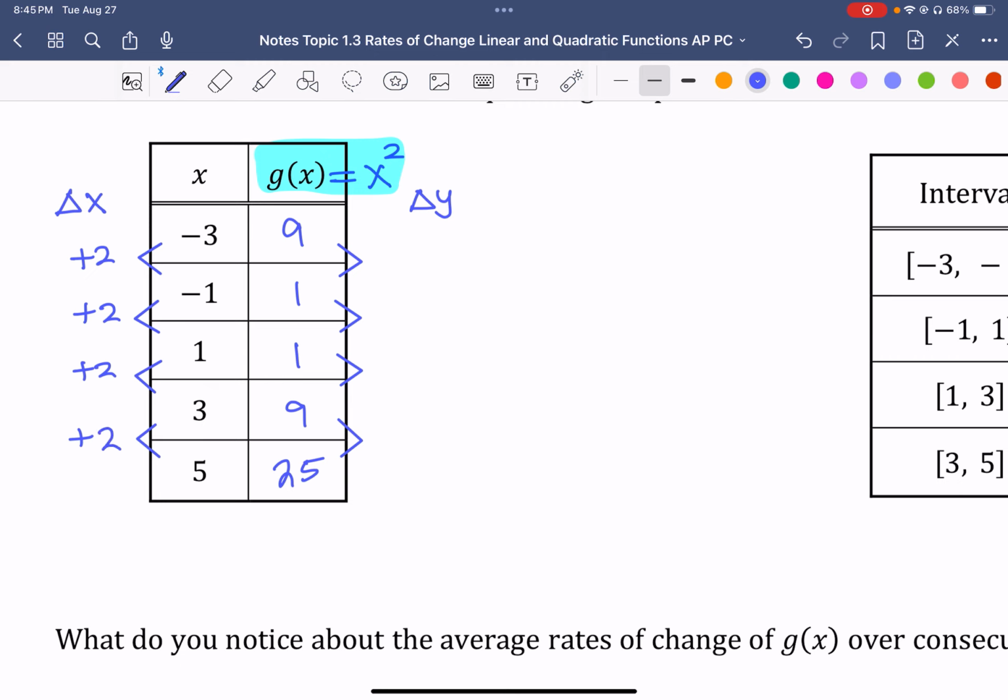And to get from 9 to 1, I have to subtract 8. 1 to 1 means that I'm not adding anything. 1 to 9, I have to add 8. And 9 to 25, I have to add 16.